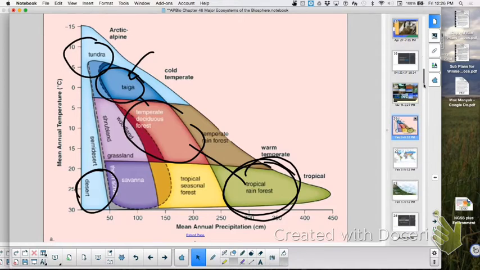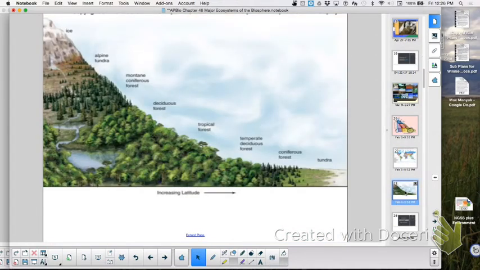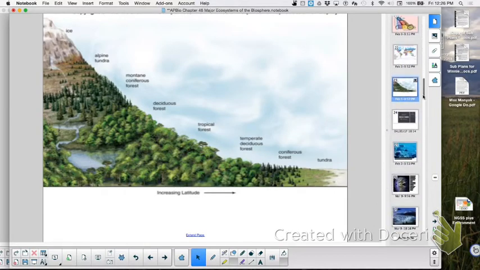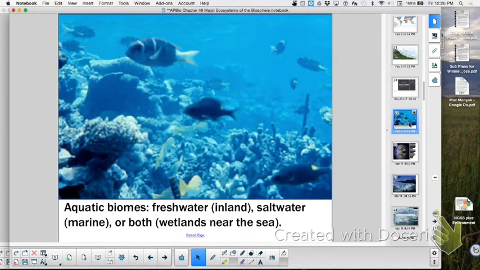And then we said another way to experience all the biomes, you could move towards the poles, or you could just go up a mountain and you could experience all your biomes there as well. Same conditions. All right, and then we talked about aquatic biomes: freshwater, saltwater, or a mix.